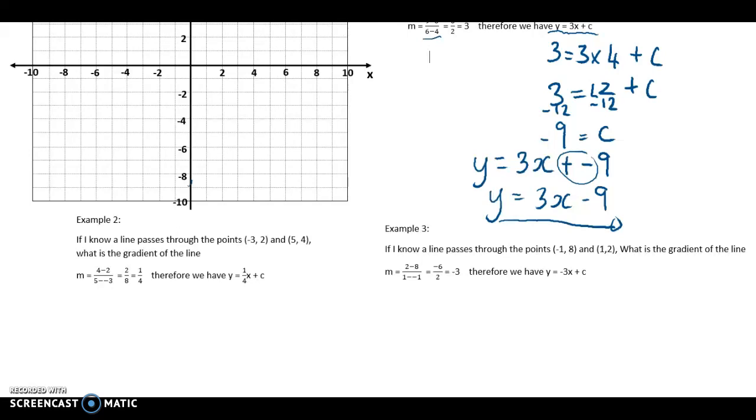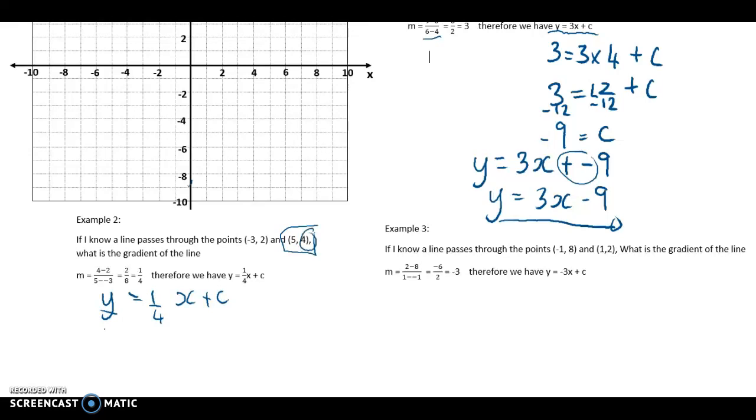So if I've got y equals 1 over 4x plus c, I am going to substitute one of these points in there to find out the other one. So I'm going to put in the (5, 4), just because they're both positive, and it makes it less likely to make mistakes if they're both positive. It really doesn't matter which one you substitute in, though. So wherever I see a y, I'm going to put my value of 4, and wherever I see an x, I'm going to put the value of 5.